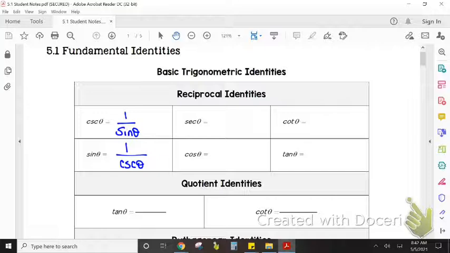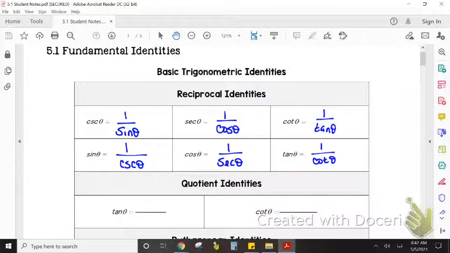Secant's reciprocal is cosine. So secant of theta is equal to 1 over cosine of theta. And cosine of theta is equal to 1 over secant of theta. And then cotangent's reciprocal is tangent. So cotangent of theta is equal to 1 over tangent of theta. And tangent of theta would be equal to 1 over cotangent of theta.